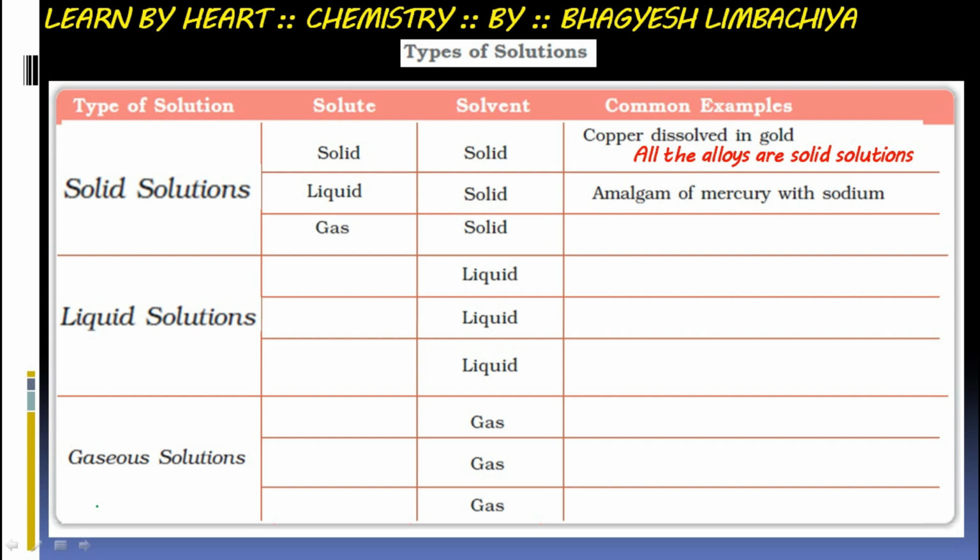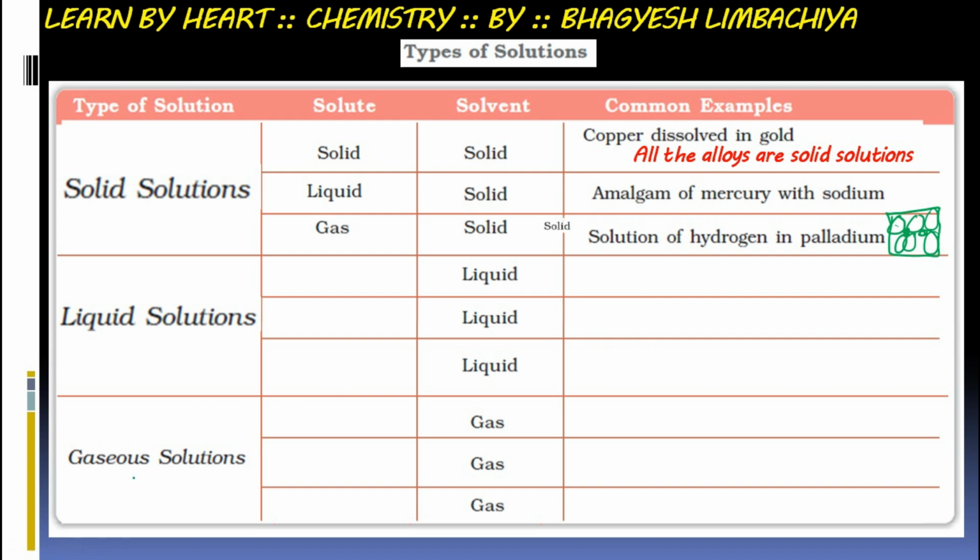When gas is dissolved in solid, the example is solution of hydrogen in palladium. See, at that time on the surface of palladium, hydrogen is coated. A layer of hydrogen is formed on the surface of palladium, and here also a homogeneous mixture is formed. Okay, next.